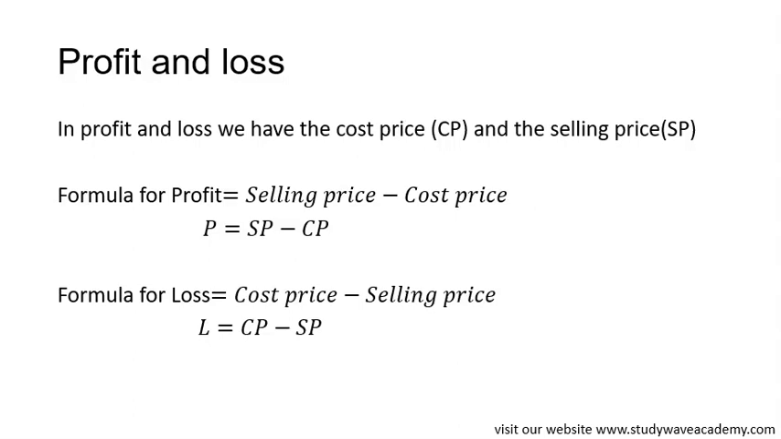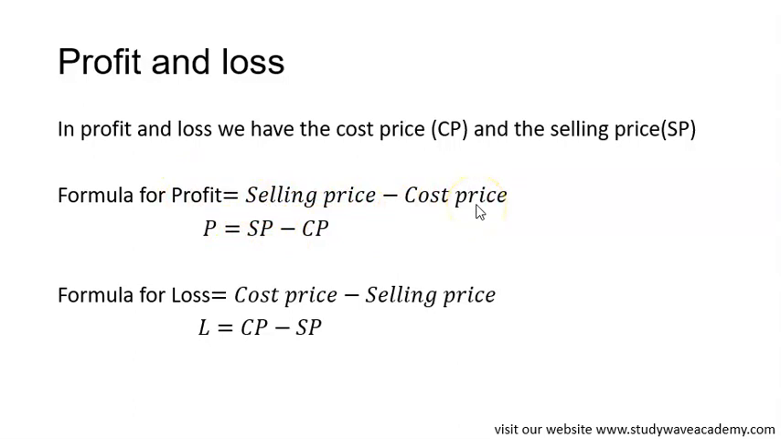Okay, so when you sell the goods, the gain you make is the profit. And to calculate profit is selling price minus cost price. It can be written as P equals SP minus CP. P stands for profit, SP stands for selling price, and CP stands for cost price.